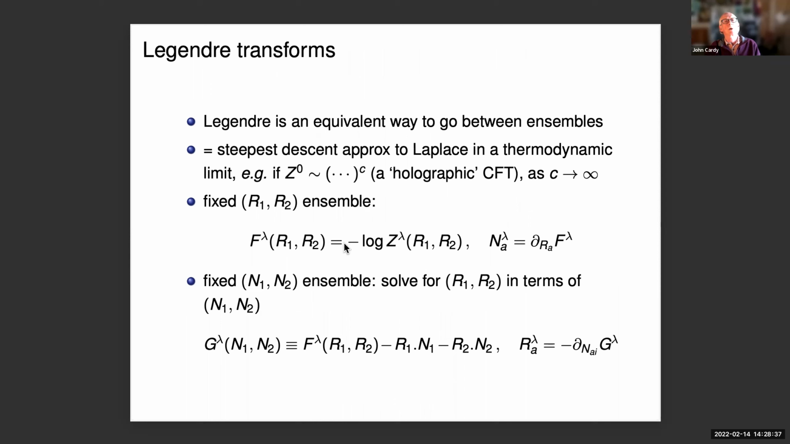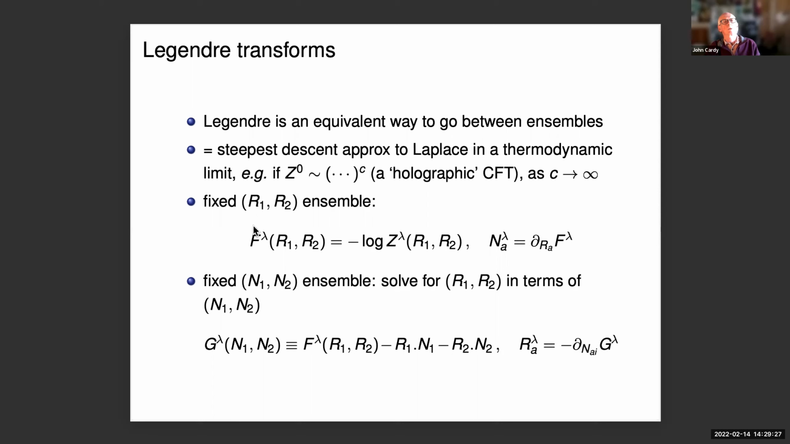Another way to go between ensembles is, of course, the Legendre transform, which is equivalent to the Laplace transform. It's equivalent to the steepest descent approximation to Laplace in the thermodynamic limit. And one way to get the thermodynamic limit is if we're in a holographic type conformal field theory, where the undeformed partition function goes exponentially with C at large C. But I do want to stress that the Legendre transform, anyway, is completely exact. The only point about the steepest descent approximation is it allows you to actually do it. But we can still think about doing it.